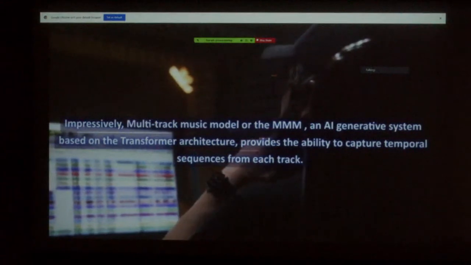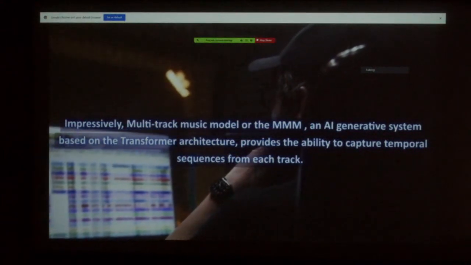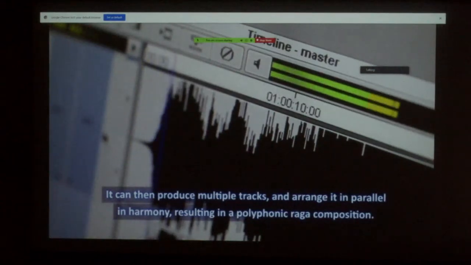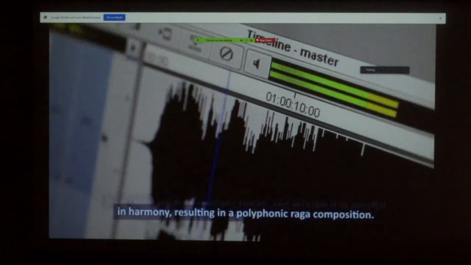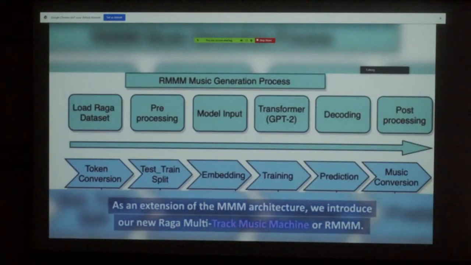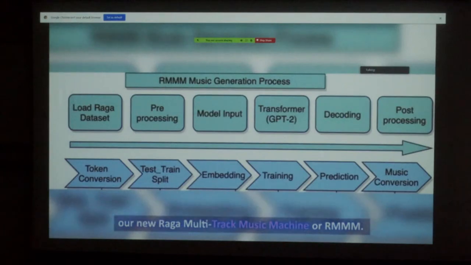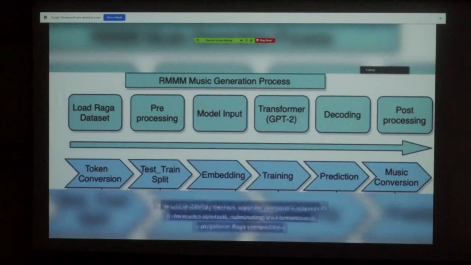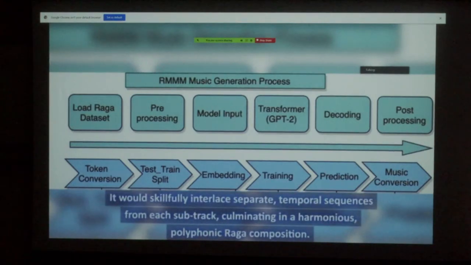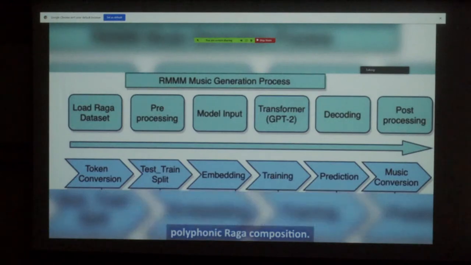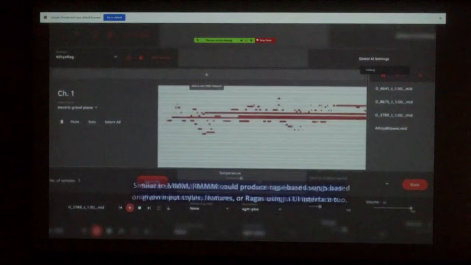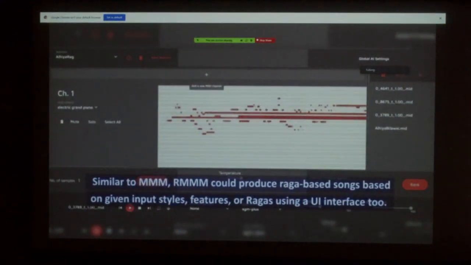Impressively, the Multi-Track Music Model, or MMM, an AI-generative system based on the transformer architecture, provides the ability to capture tempo sequences from each track. It can then produce multiple tracks and arrange them in parallel in harmony, resulting in a polyphonic raga composition. As an extension of the MMM architecture, we introduce our new Raga Multitrack Music Machine, or RMMM. Building on MMM's unique feature, the innovative RMMM would be trained on a purely raga-based dataset. It would skillfully interlace separate temporal sequences from each subtrack, culminating in a harmonious, polyphonic raga composition. Similar to MMM, RMMM could produce raga-based songs based on given input styles, features, or ragas using a UI interface too.